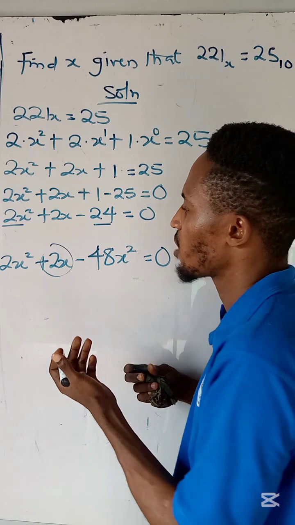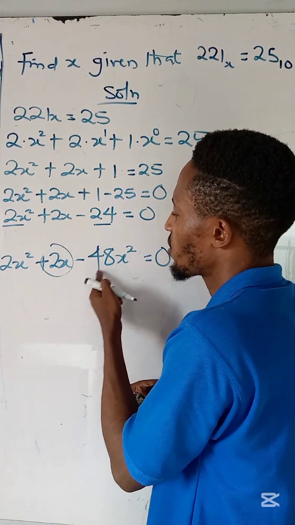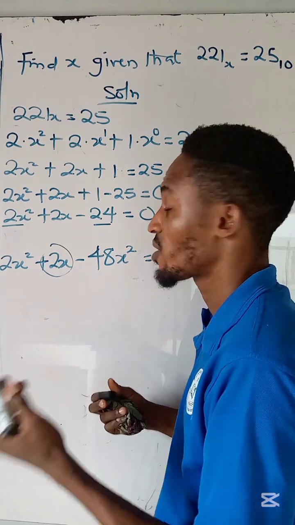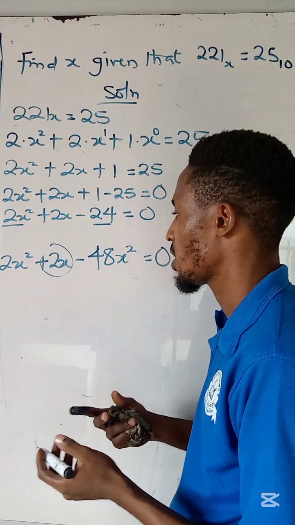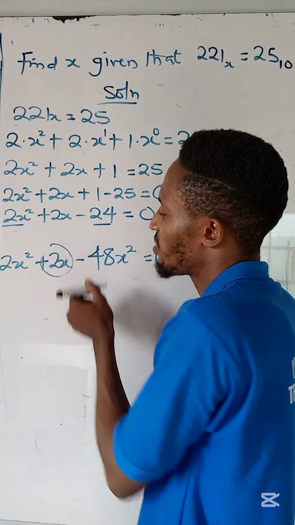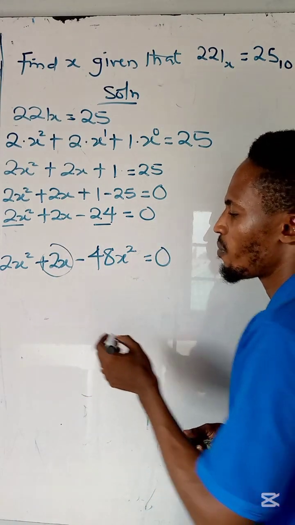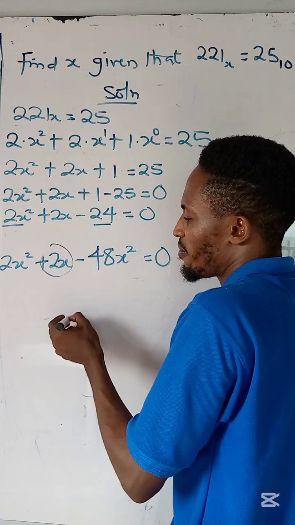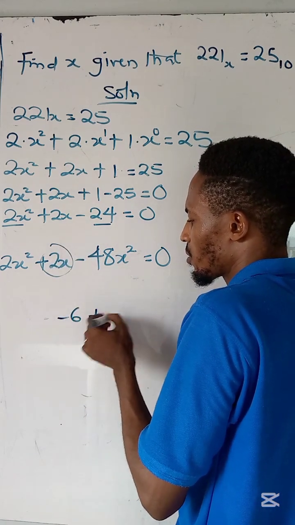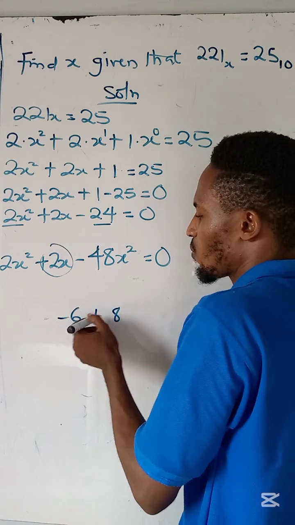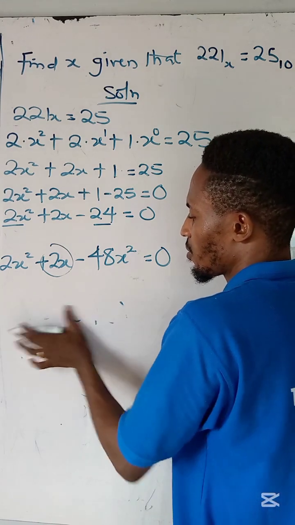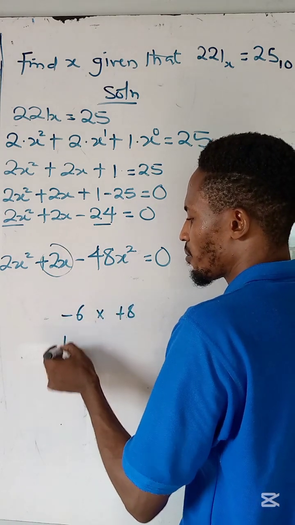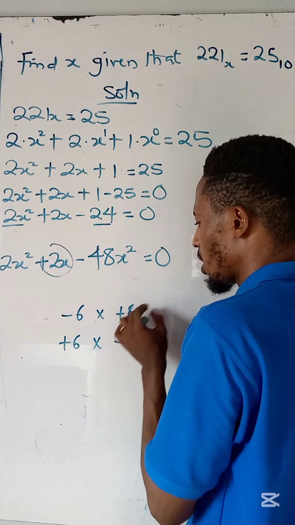When you look at this now, you can tell that 48, we can get 6 times 8. 6 times 8 gives us 48. But considering this negative sign, you must give the two numbers whose product can still give this. So I can have minus 6 times plus 8 when they multiply themselves. I can also have plus 6 times minus 8.